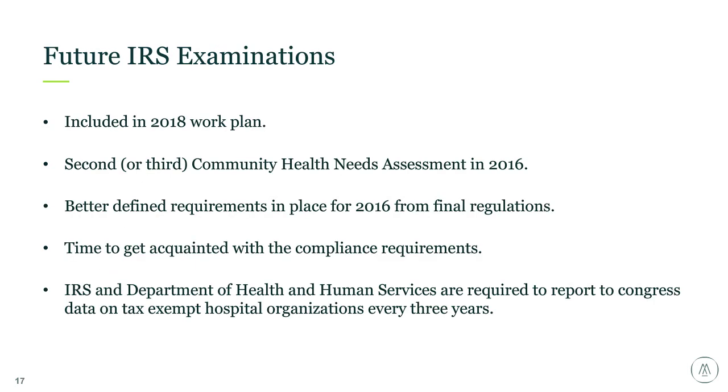So, future IRS examinations. Like I said, it's also included in the 2018 work plan. A lot of organizations have done their second or third community health needs assessment in 2016. The final regulations were in place, so there's more definition on what's required, and there's also been time to get acquainted with the requirements. Also, the IRS and Department of Health and Human Services are required to report to Congress data on tax-exempt hospital organizations every 3 years, so they have to be looking at this information.